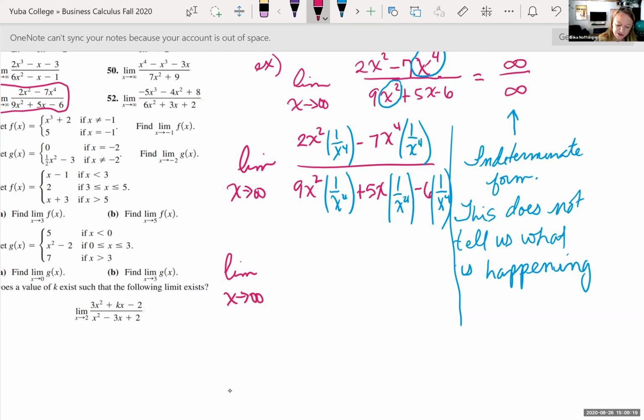Okay, so again, 2x squared over x to the fourth reduces to 2 over x squared, minus, well, 7x to the fourth all over x to the fourth, those x to the fourth cancel, and we're just left with a 7, all over 9x squared times 1 over x to the fourth. That gives us 9 over x squared plus 5x times 1 over x to the fourth. That reduces to 5 over x cubed minus 6 over x to the fourth.